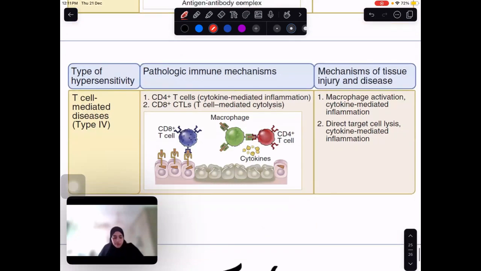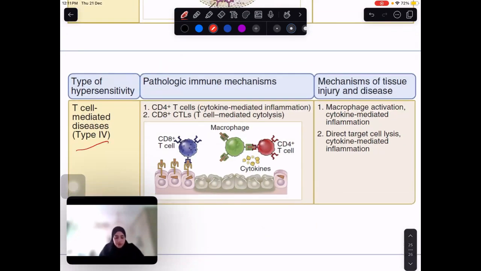Now, type 4, lastly, we mentioned is going to be the T cell. It's T cell, it's not antibody. Okay, remember that. We mentioned it could be CD4 or CD8. CD4 releases the cytokine. CD8, in the case of cytolysis, is going to be releasing the perforins and whatnot, and actually causing the apoptosis of the cell.